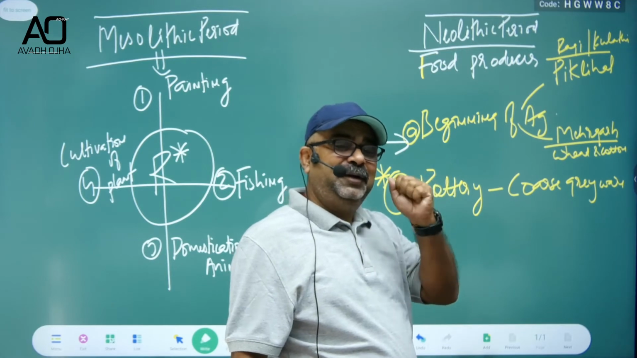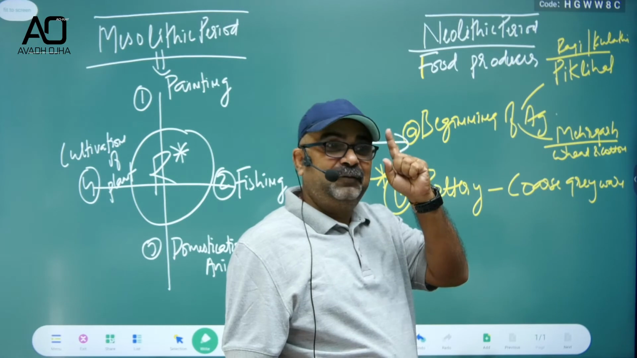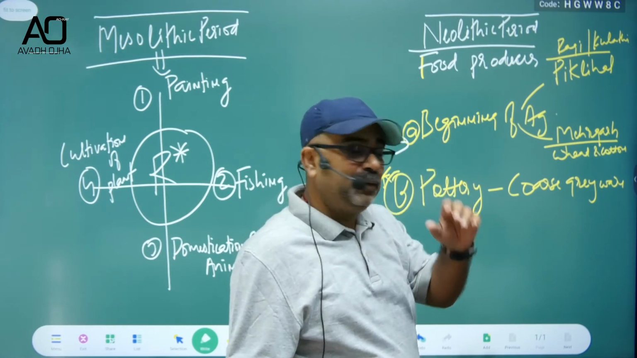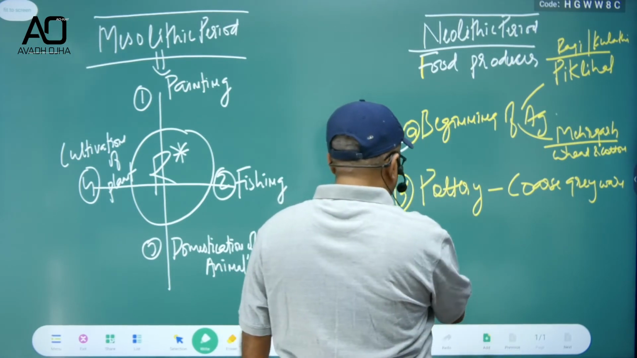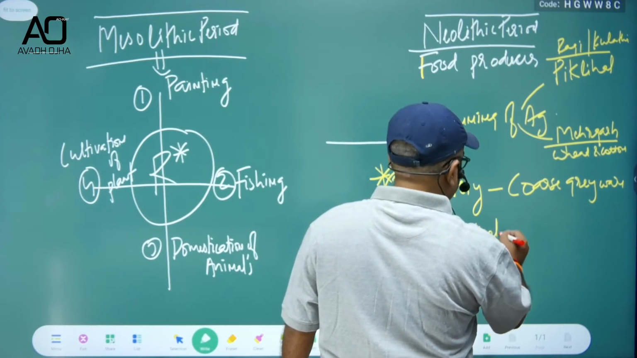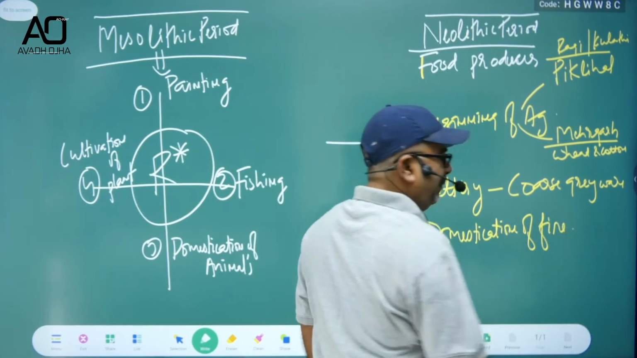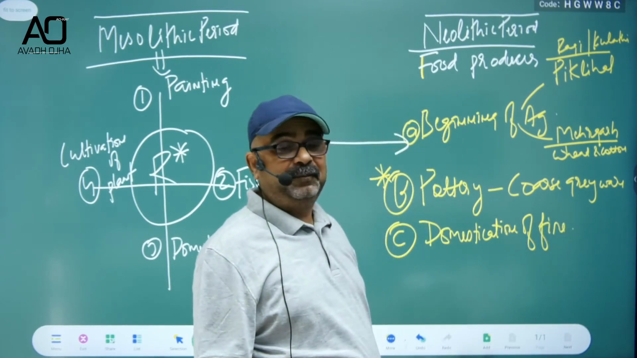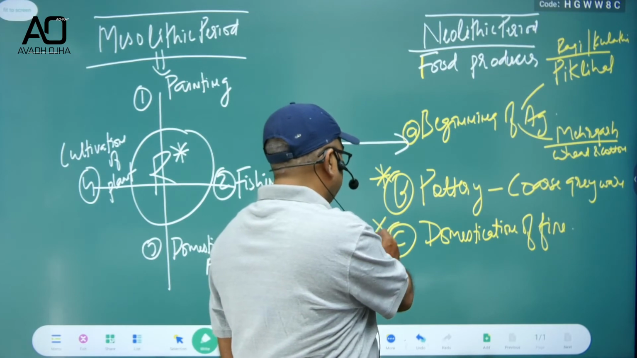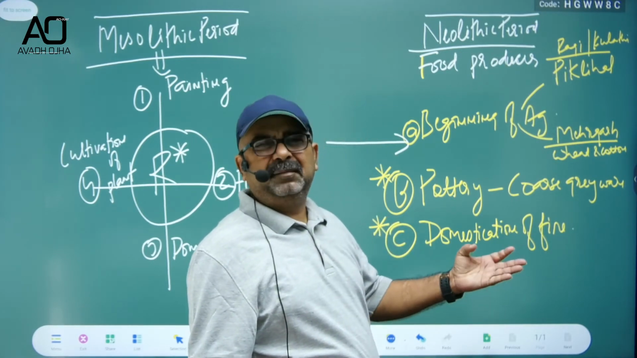Fire was already known, Upper Paleolithic. Flint industry, fire was already known. But now, domestication of fire. This is again a revolution in human civilization. Domestication of fire.